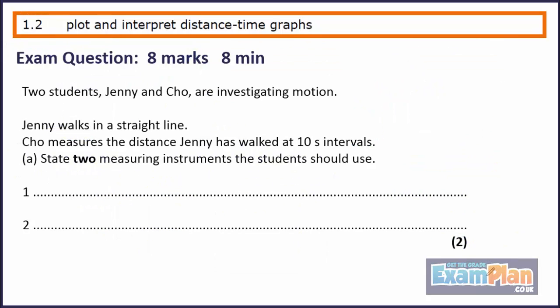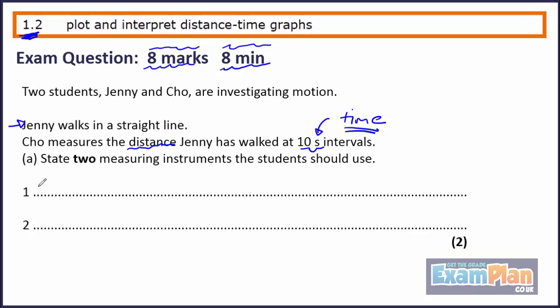Okay, now time for the example exam question for specification point 1.2. First thing to note is the question is worth 8 marks, and so we have 8 minutes in which to complete it. Now for the question. 2 students, Jenny and Chow, are investigating motion. Jenny walks in a straight line and Chow measures the distance Jenny has walked in 10-second intervals. State 2 measuring instruments the student should use.